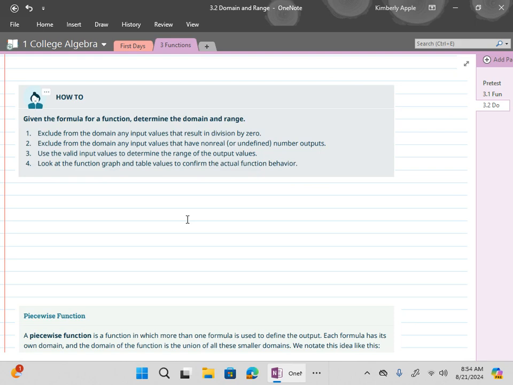Do you remember transformations of functions? Shifts up, shifts down, shifts left, shifts right. We're going to put that to use when we find the range. All right, let me find my example that I want to use.